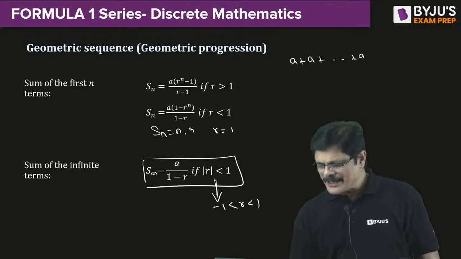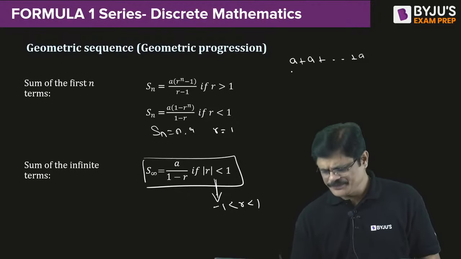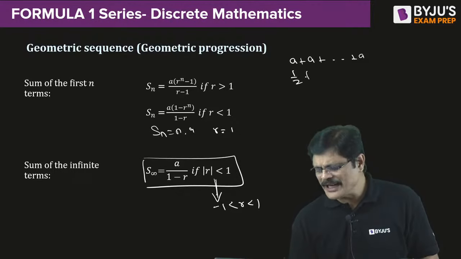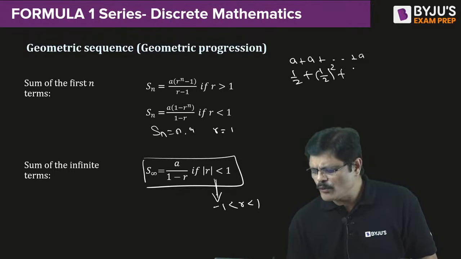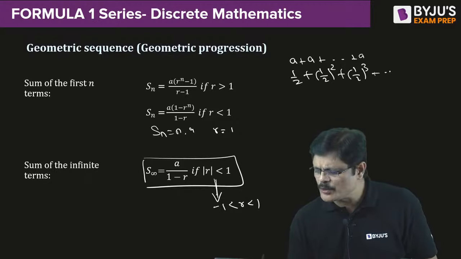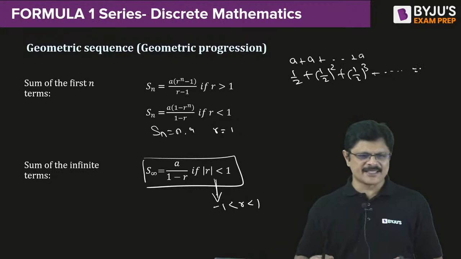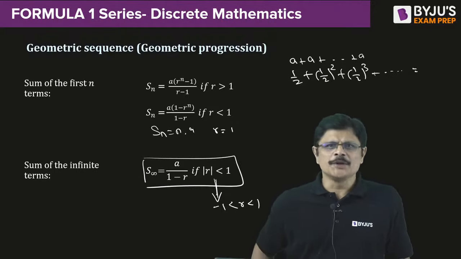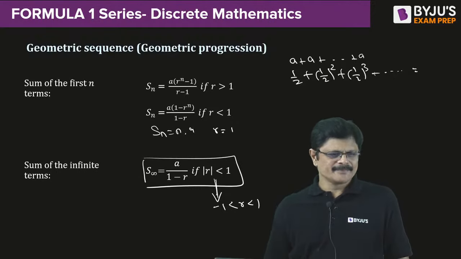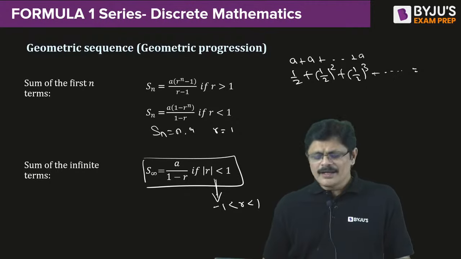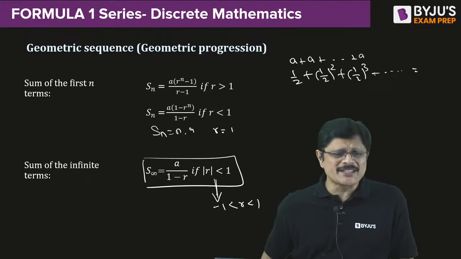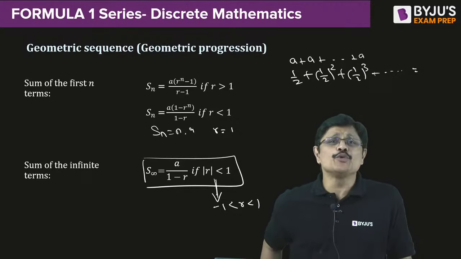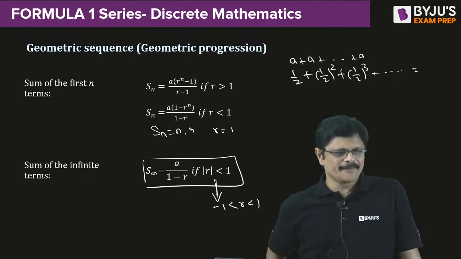Okay. Now for example, if I have 1 by 2 square, 1 by 2 cube and so on, sum to infinite terms, can anyone tell me the answer for this? Very good Nishu. Super. You are rocking. Tell me half plus half square plus half cube and so on. What is the sum to infinite terms of this series?